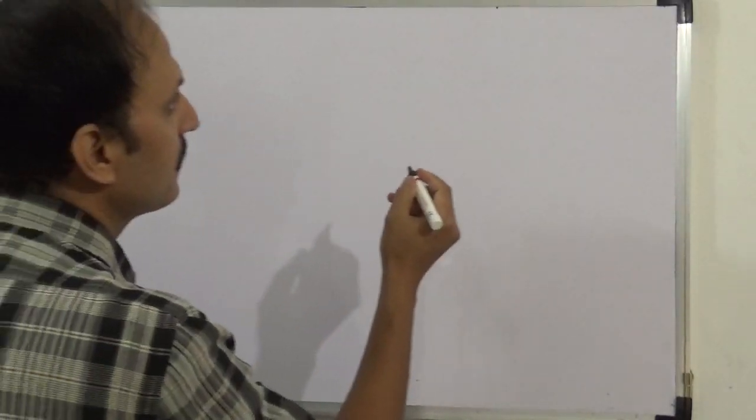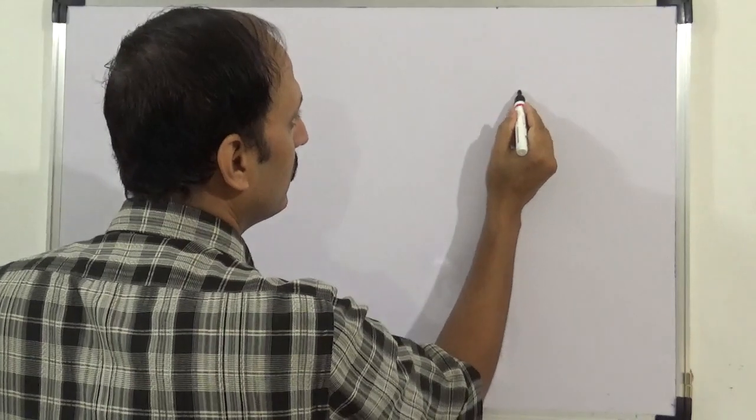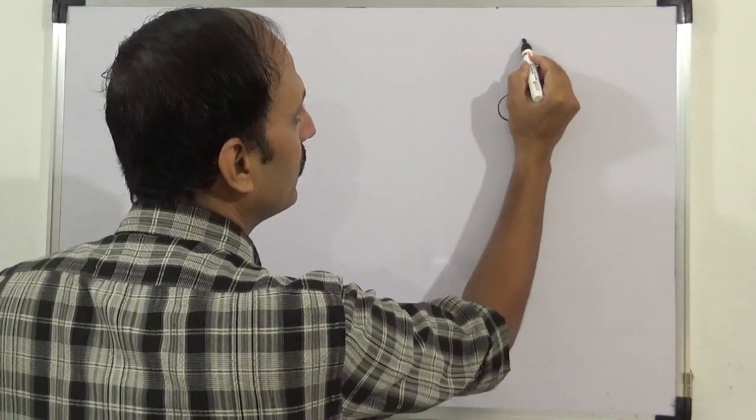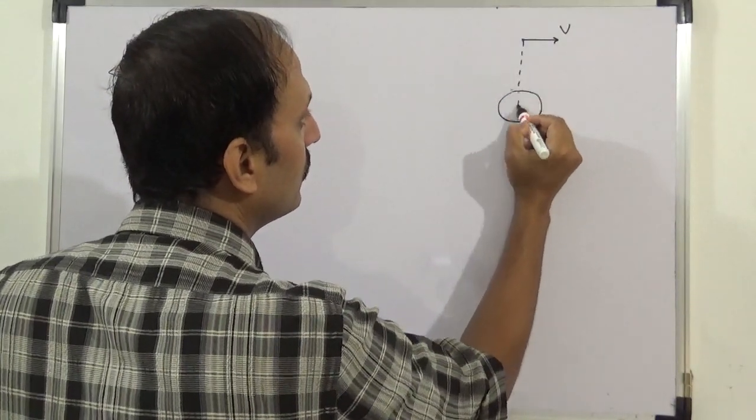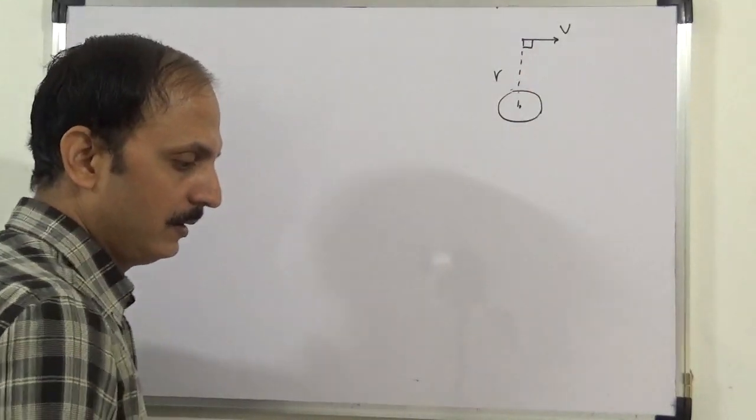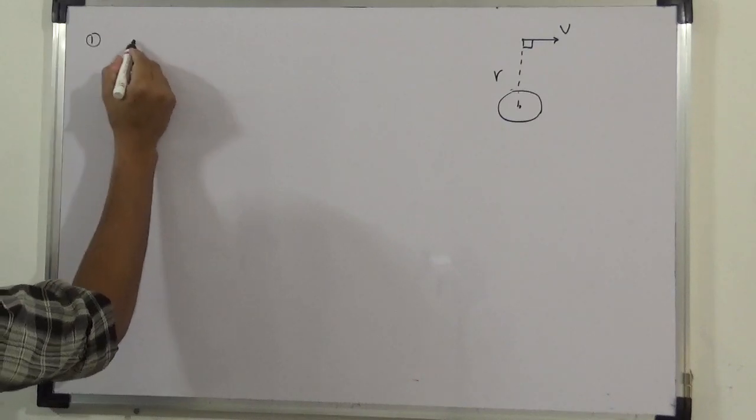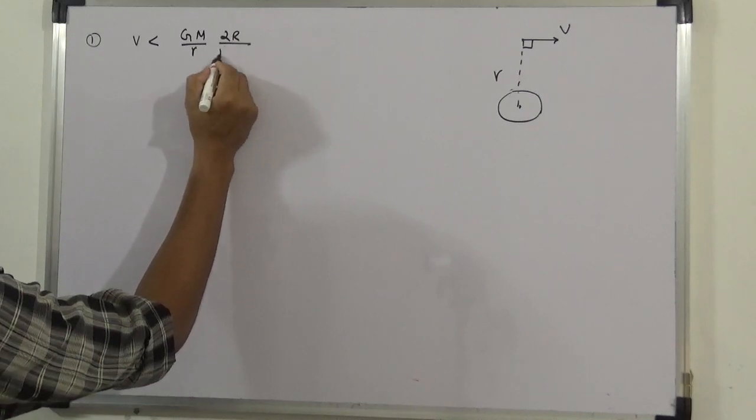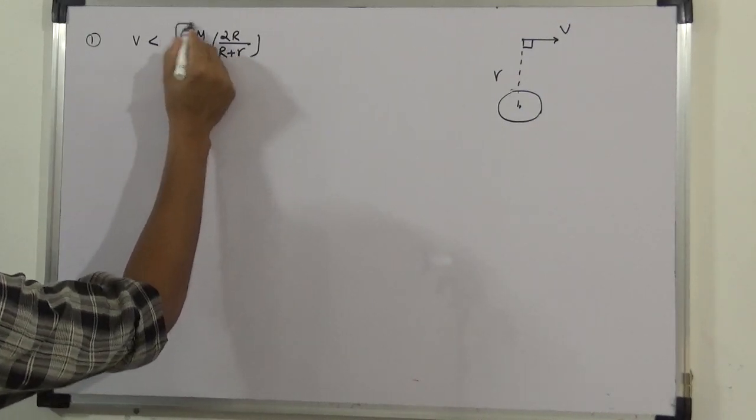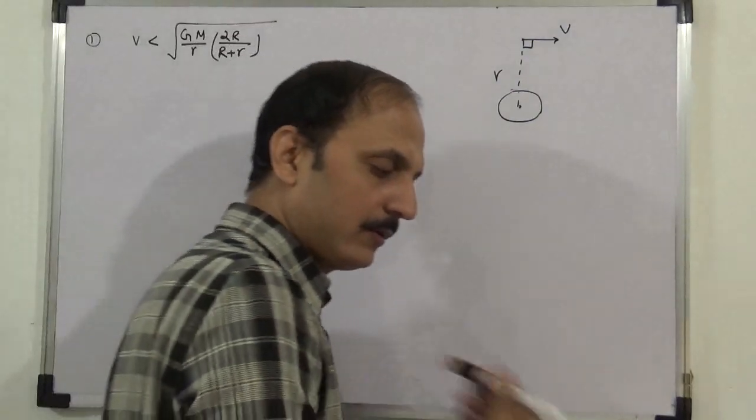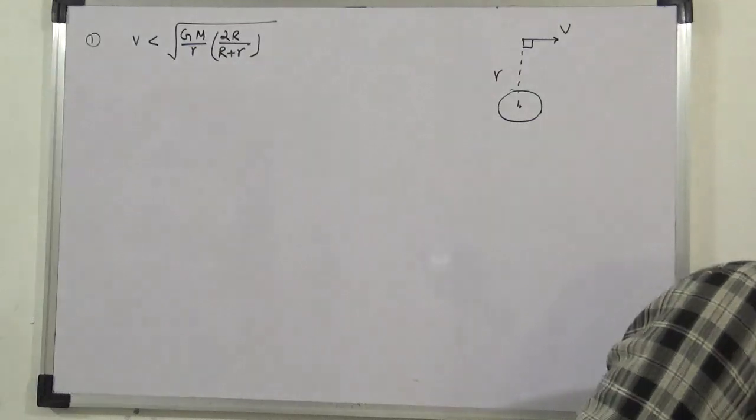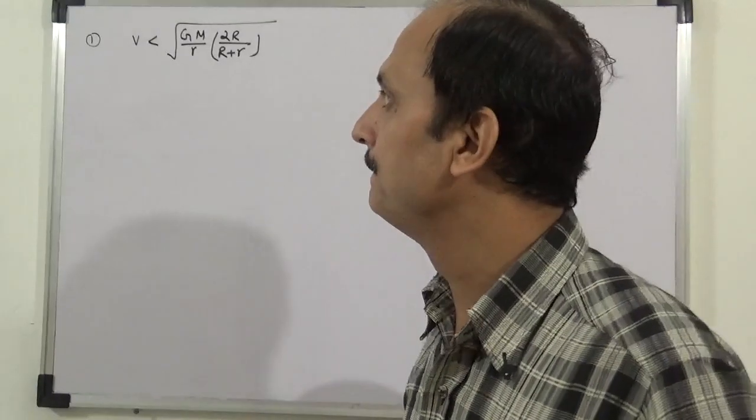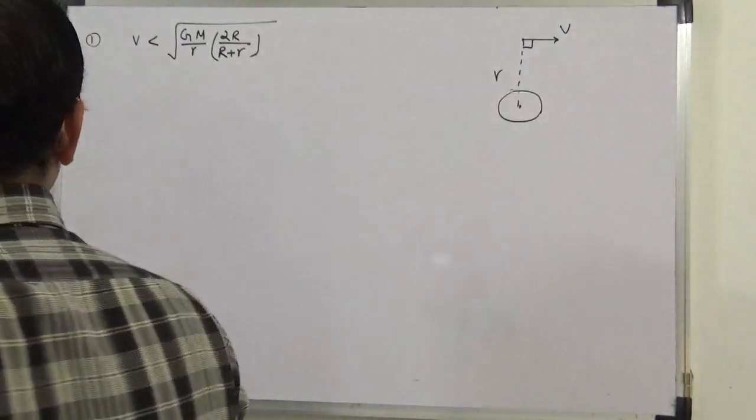Here I am just writing this. This is earth, and this is V, this is r, this is 90 degrees. Okay, first case, if velocity is less than sqrt(GM/r orbital) into sqrt(2R/(R+r)). In the first case, write this, and after that write the body will return to the earth.